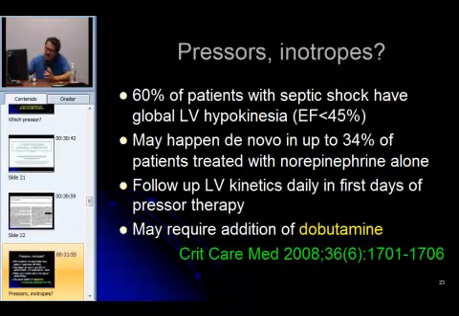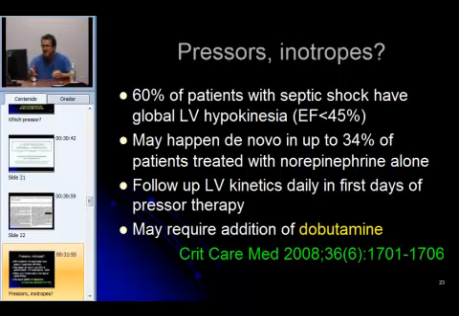I told you that Levophed increases the blood pressure mainly by squeezing the vessels, by increasing the systemic vascular resistance. If you squeeze the vessels and you increase the afterload, what's going to happen to the heart? It's going to start failing. So you will unmask the heart dysfunction. And that happens in pretty much 34% of people that get monotherapy with Levophed.